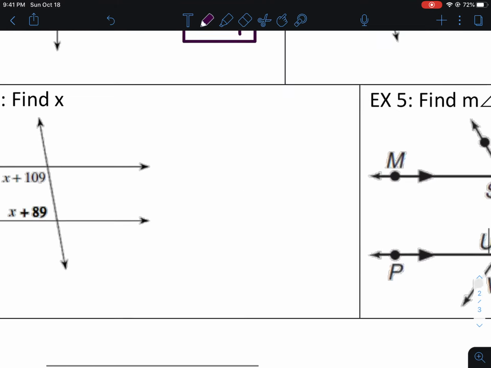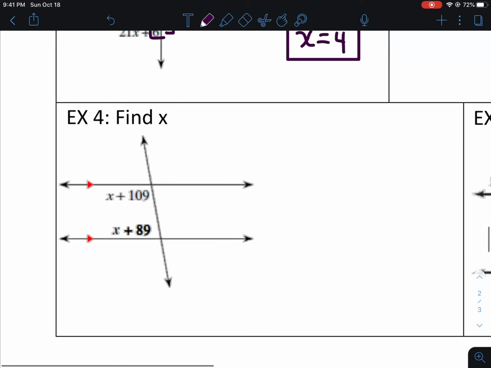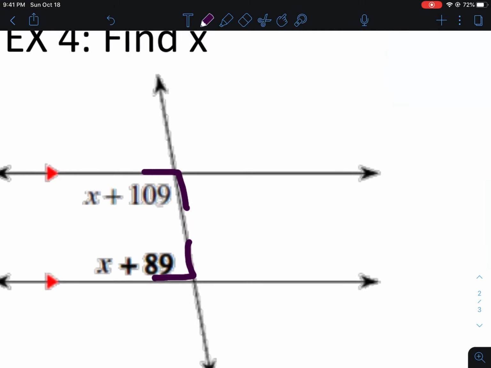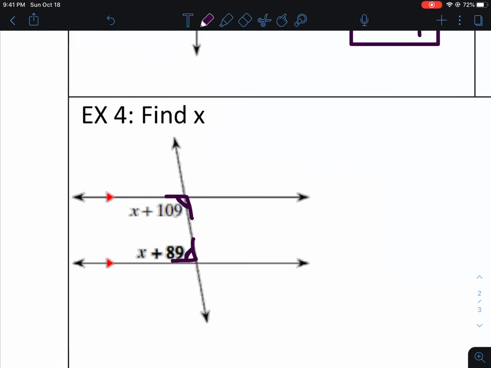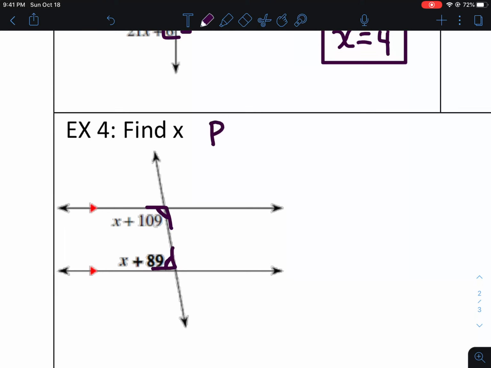Now we're going to go to example 4. Find x again. Let's take a look. This angle is marked, and this angle is marked. Let's look very closely. I know this is going to be hard to tell, but this angle is acute. This one is obtuse. So since they are different, they're not equal. Since they're not equal, we have to do part plus part equals whole.